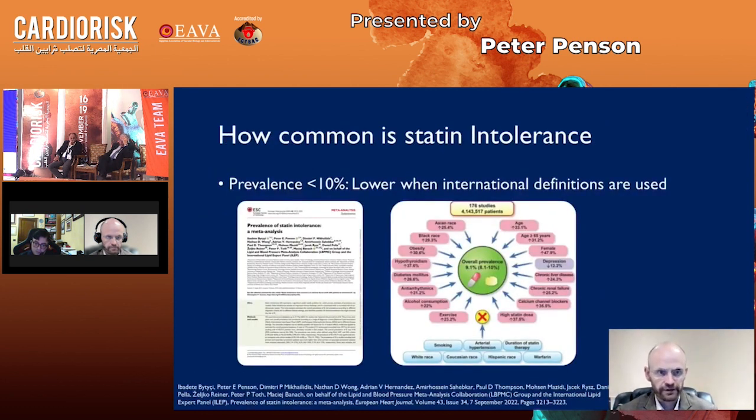How common is statin intolerance? Not nearly as common as many people would estimate. A recent meta-analysis of the International Lipid Expert Panel, which included over 4 million patients, demonstrated that when we use the objective, international definitions of statin intolerance to really identify it, the prevalence is somewhat less than 10%. But the risk can be increased by factors such as increasing age, some drugs, alcohol consumption, and high statin doses.